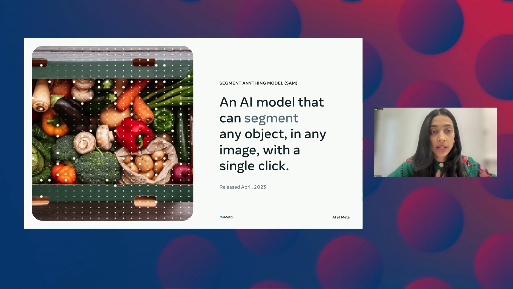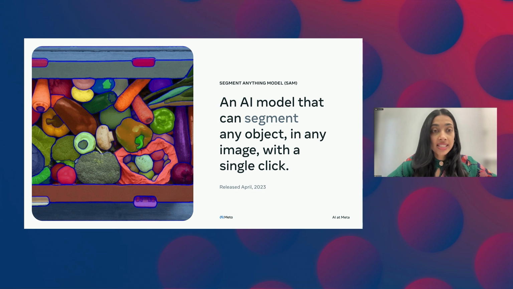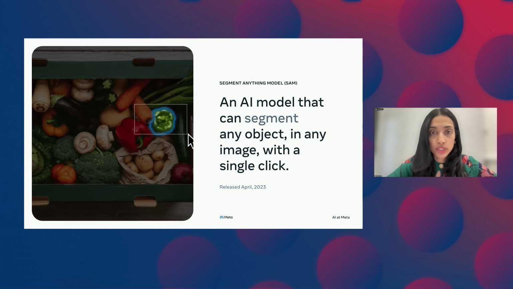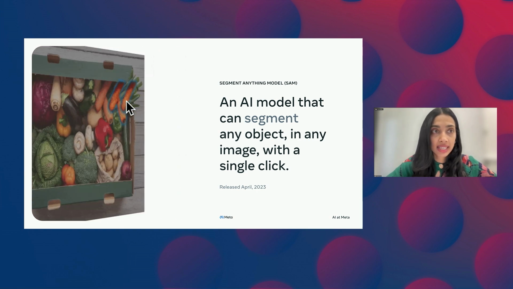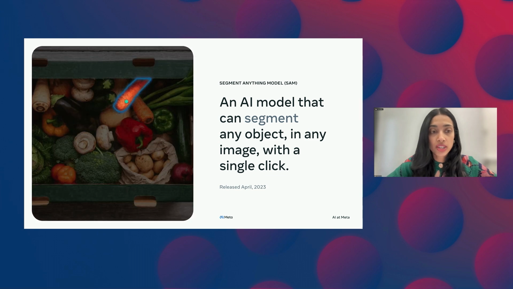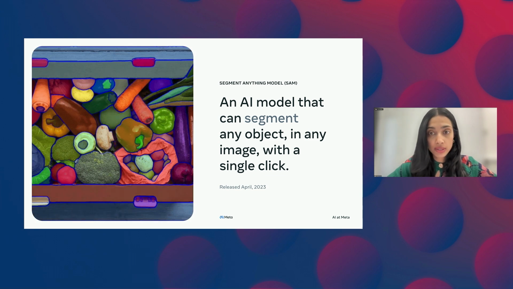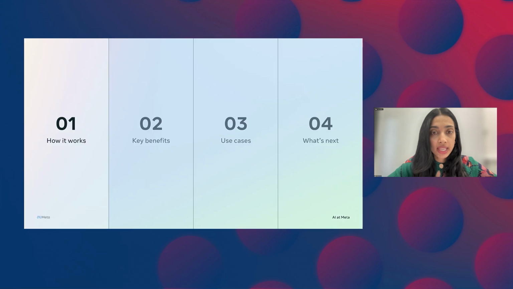So last year, we released the Segment Anything model, or SAM for short. It's a new interactive AI model that can segment any object in any image with as little as a single click. And it offers a step change in performance compared to previous segmentation models. I'll take you through how the model works, some of the key benefits, examples of real-world applications, and also what's next on the horizon.